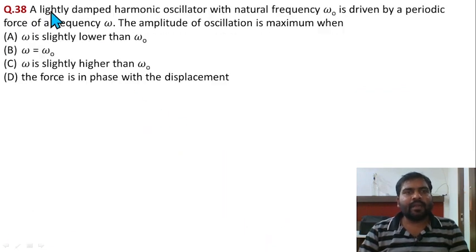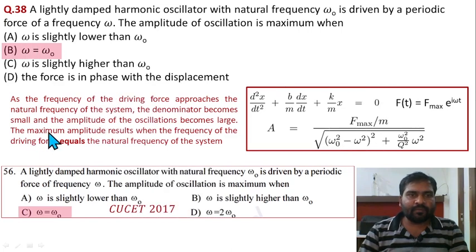Question 38. A lightly damped harmonic oscillator with natural frequency omega 0 is driven by a periodic force of frequency omega. The amplitude of oscillation is maximum when? The maximum amplitude results when the frequency of the driving force equals the natural frequency of the system, omega 0 equal to omega. In that condition, it has the highest amplitude A. The same question was also asked in the CUCET 2017 exam.